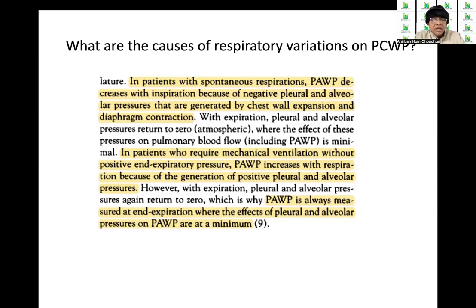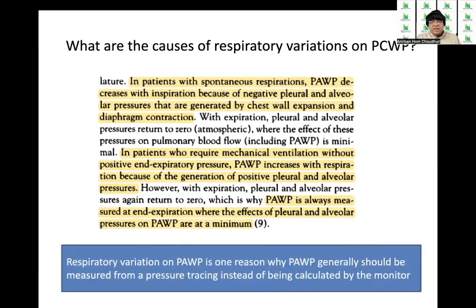In patients who require mechanical ventilation without PEEP, this wedge pressure increases with inspiration because of the generation of positive pleural and alveolar pressures. However, with expiration, they again return to zero, and that is why wedge pressure is always measured at end expiration, where the effects of pleural and alveolar pressures are minimum. This is something which is important and may be asked during any of the viva exams, and one should pay attention to this part.